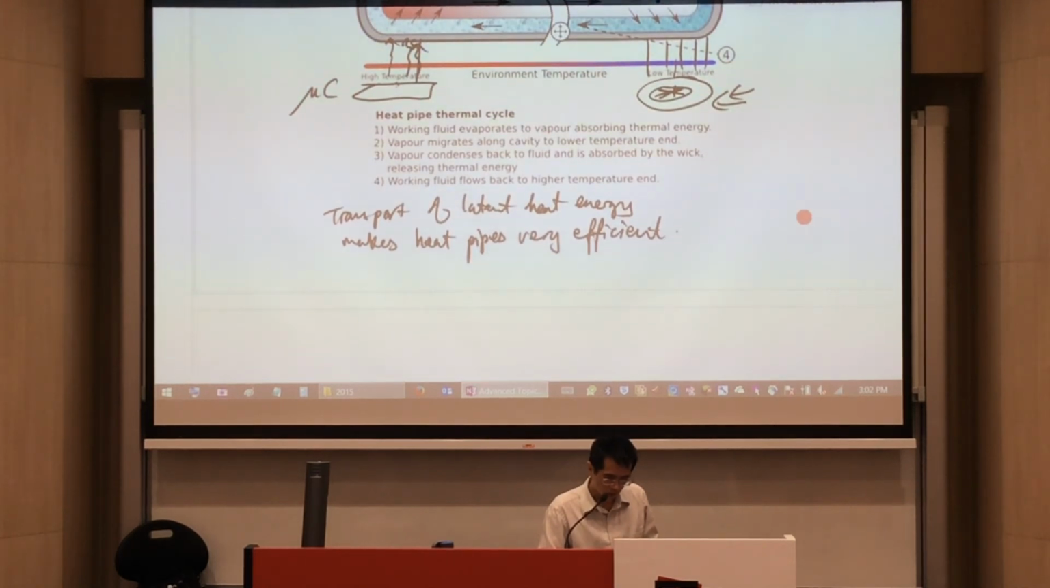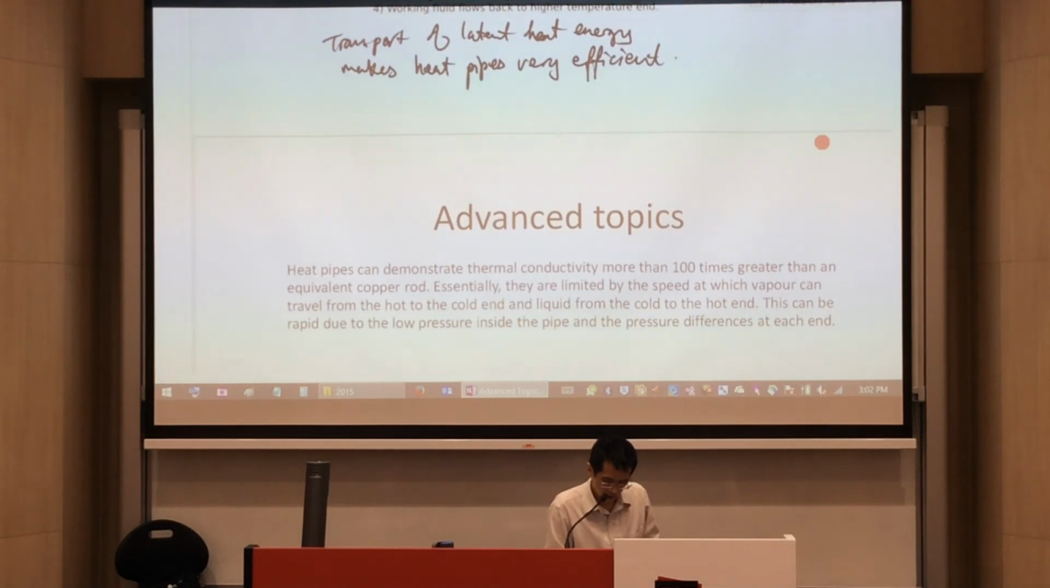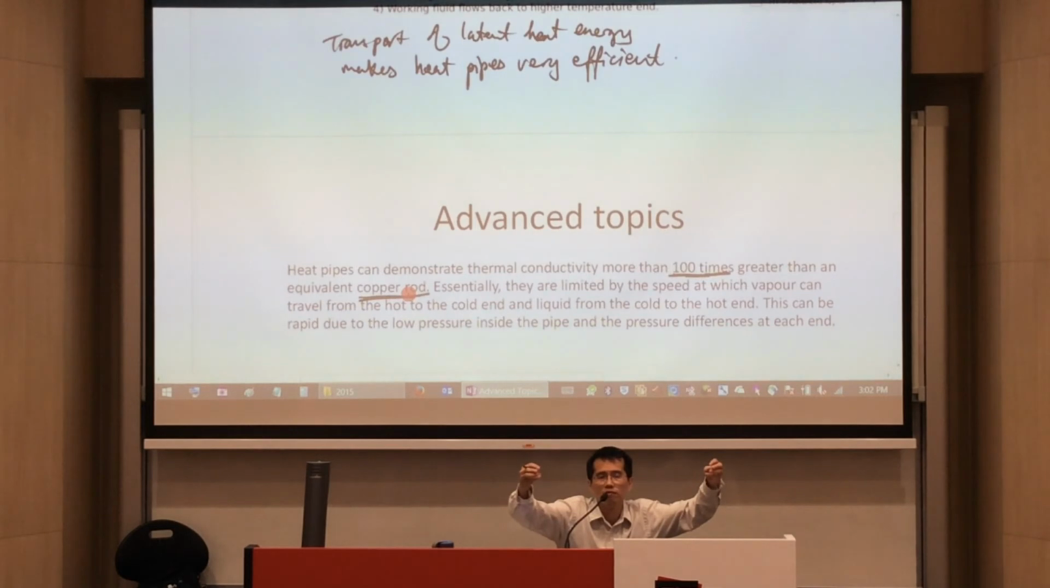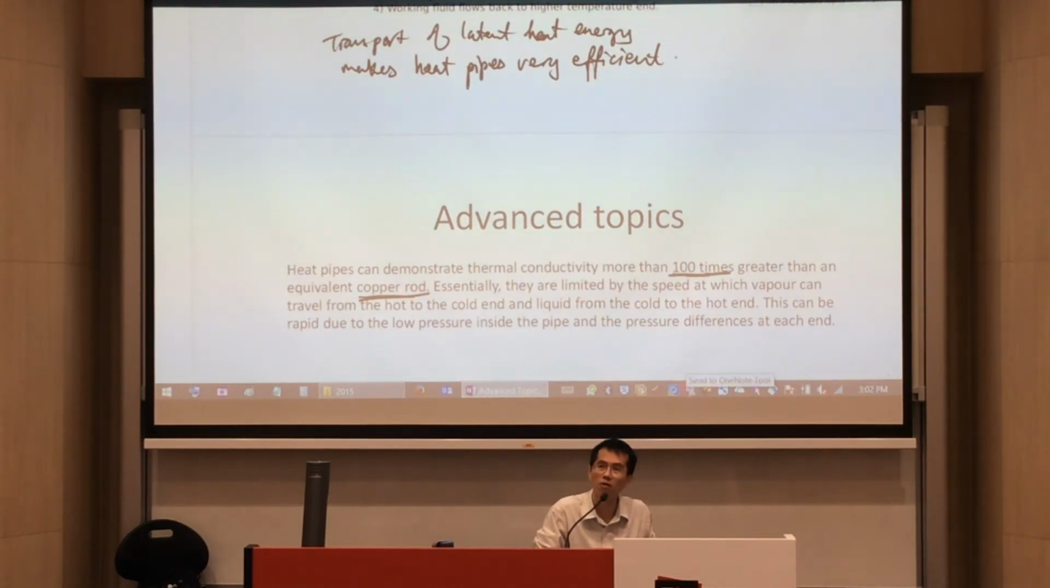Now, how much more efficient, how effective it is, actually is 100 times greater than if it were to be an equivalent copper rod. That means that same volume of heat pipe, if I change it to a copper rod, your heat pipe is more effective than that copper rod. How much more effective? It's 100 times more.